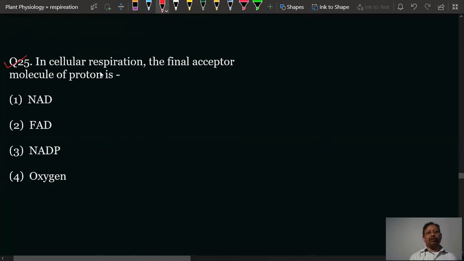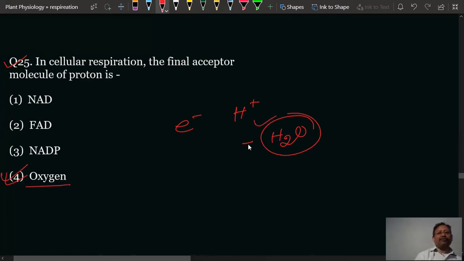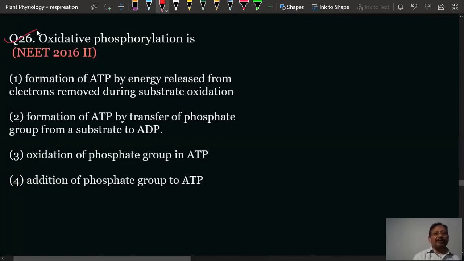Question 25. In cellular respiration, the final acceptor molecule of proton is the oxygen. Oxygen accepts the electron, the proton and makes the water. This is known as metabolic water, and so oxygen is utilized at the end of the respiration to accept the electron and proton. Question 26.